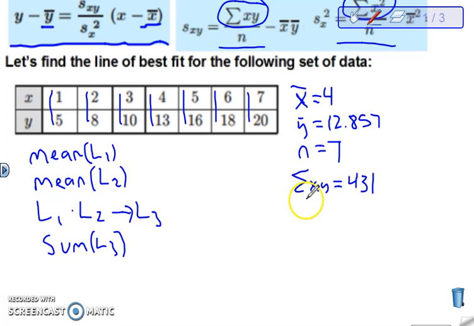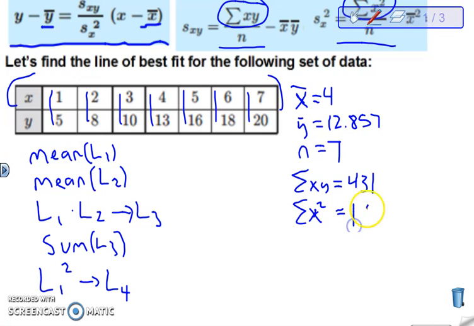All right, so then we need the sum of the x squareds. So again, if we're doing this by hand, make a new column where you square all of your x values and then add them up. Or again, on your calculator, you can just take list 1 and square it. And since we want to keep that list 3, let's go ahead and put this in list 4. And then again, you would just find the sum of list 4. It should be 140. All right, so it looks like we have everything that we need.